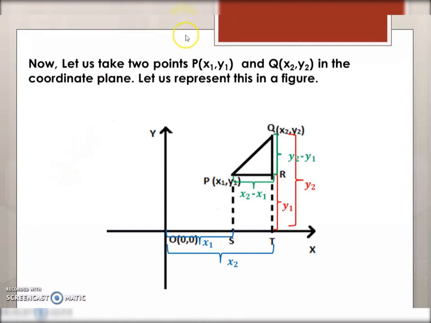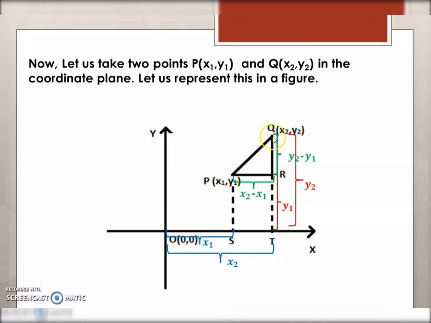Okay, so if we take any 2 points, P (x1, y1) somewhere here and Q (x2, y2) in the coordinate plane, then how can we find the distance between these 2 points? For that we have to find certain things first. Now Q's coordinates are x2 and y2. The meaning is that the entire distance from the origin till this point Q is x2 and this entire distance is y2.